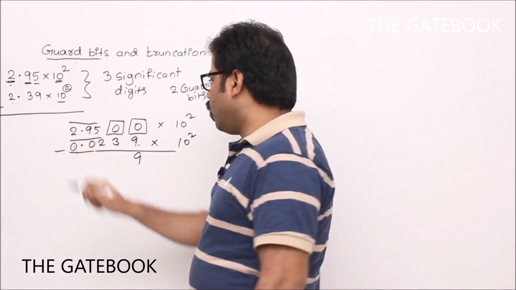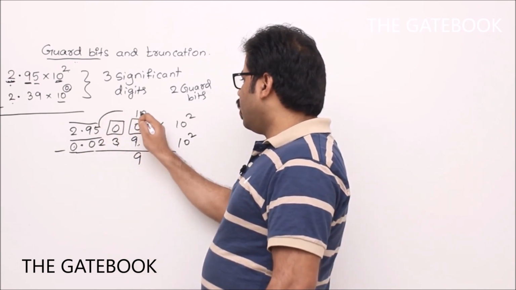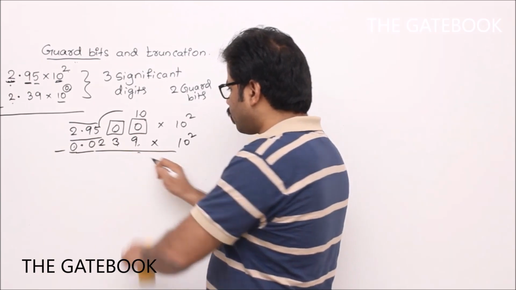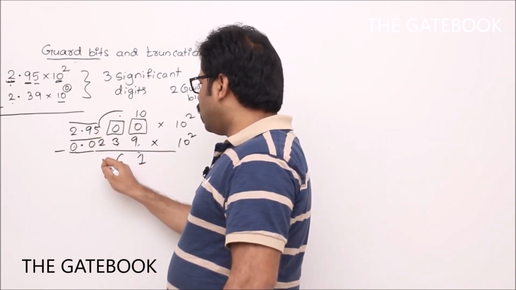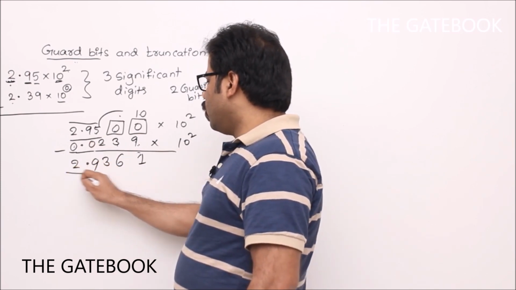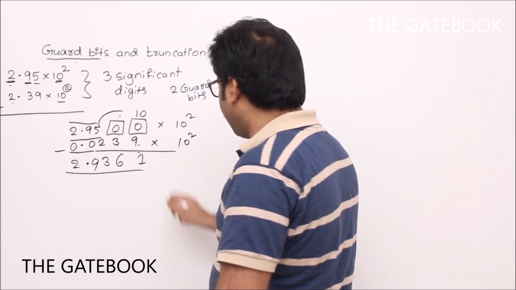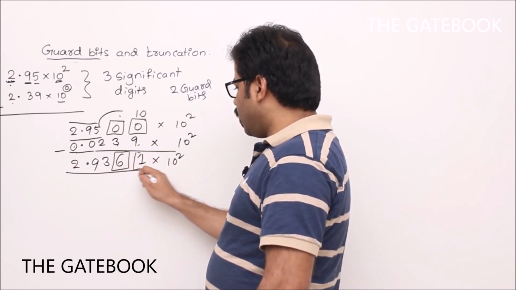I'm sorry. When you are doing subtraction, what happens? From here we have to take a borrow, right? 10 minus 9, 1. 9 minus 3, 6. 5 minus 2, 3. So 9 as it is, 2 minus 0, 2. So you get 2.9361 into 10 square. Now these two guard digits we are using, right?